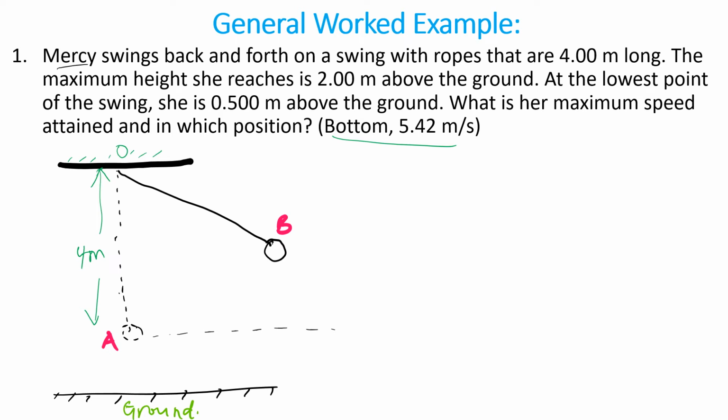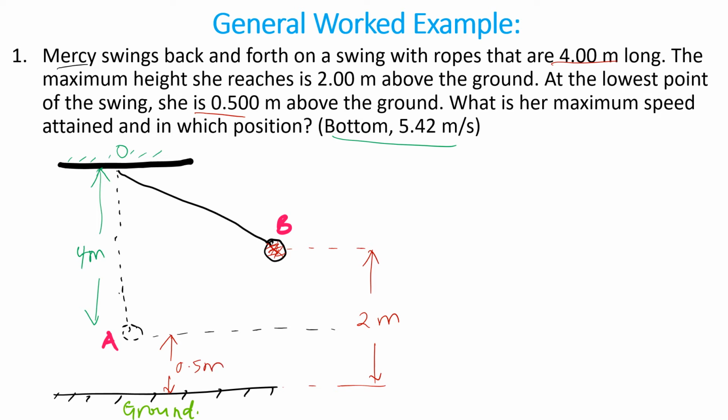So if we read through the question, the rope has a length of 4 meters. We are done with that. And the maximum height she reaches is 2.00 meters above the ground. So let's assume that Massey is this ball here. So this is Massey swinging. At her maximum height, she is 2.00 meters above the ground. So this is the ground here. This whole distance is 2.00 meters. And then at the lowest point of the swing, she is 0.5 meters above the ground. So this is the lowest point at A. We are given that she is 0.5 meters above the ground.